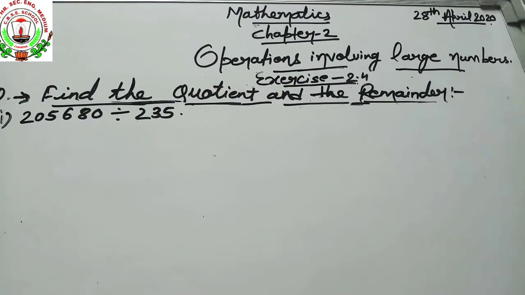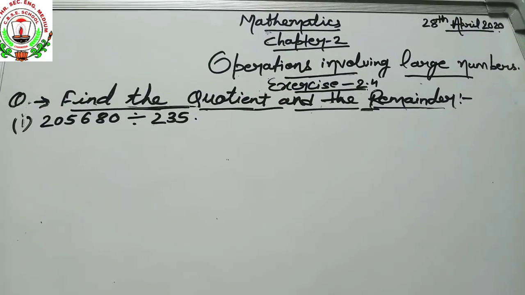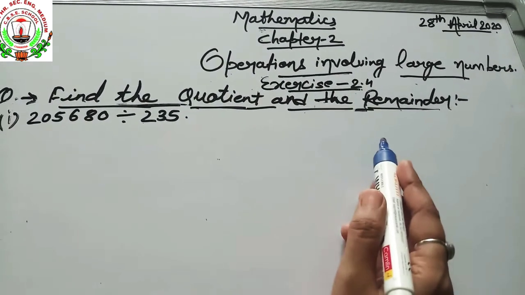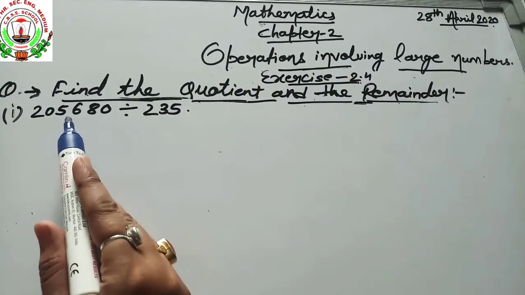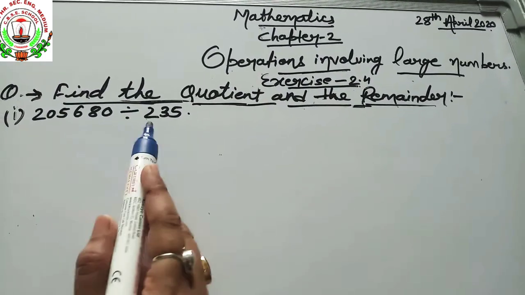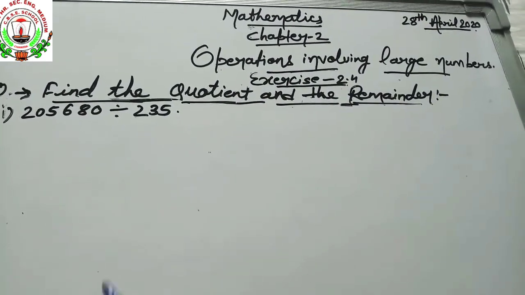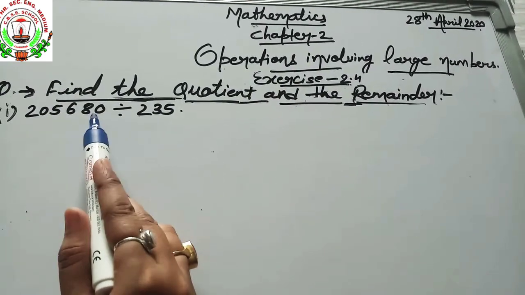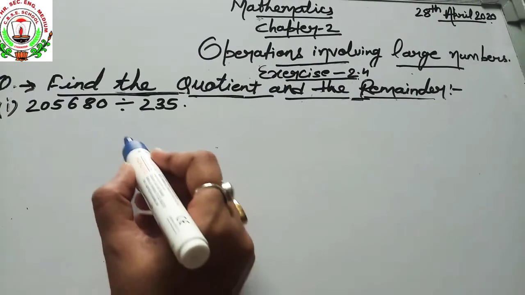Let's begin today's class with exercise 2.4, and the first question I have taken here is: find the quotient and the remainder. The number given here is 205680 divided by 235. Here, what is the dividend? This is the dividend and this is the divisor. So let's start solving this.